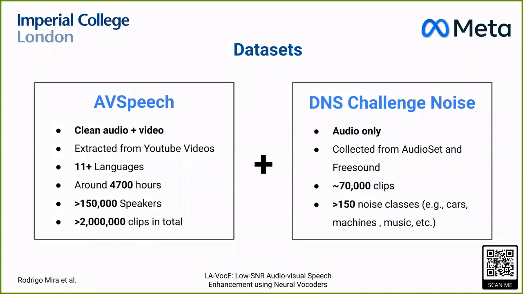We train and evaluate our model on AVSpeech, which is known as one of the largest publicly available audiovisual speech datasets, containing around 4,700 hours of video extracted from YouTube. It features 11 plus languages and more than 150,000 speakers, amounting to more than 2 million clips in total. To add noise, we use the DNS Challenge Noise dataset, which was originally proposed for the Deep Noise Suppression Challenge in Interspeech 2020. It contains around 70,000 noise clips spanning more than 150 classes, which range from car noises to background music. It is worth mentioning that AVSpeech is also used to add background speech that is overlaid on top of the original clean speech. We refer to this type of interference as interfering speech.